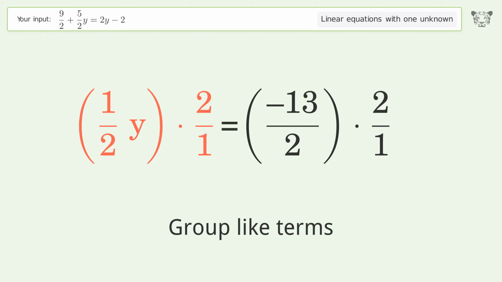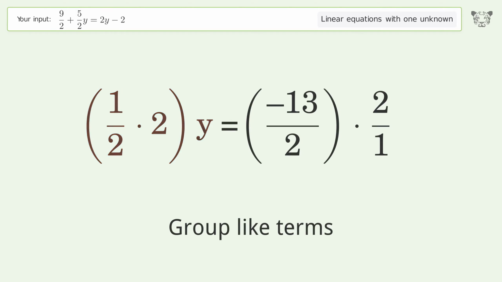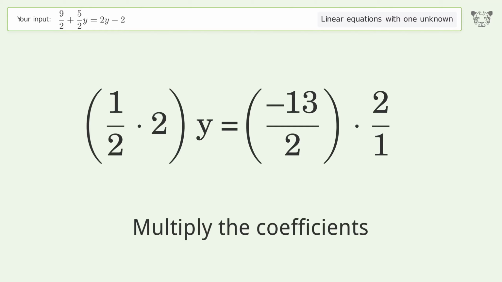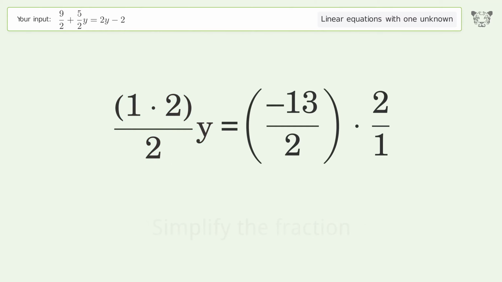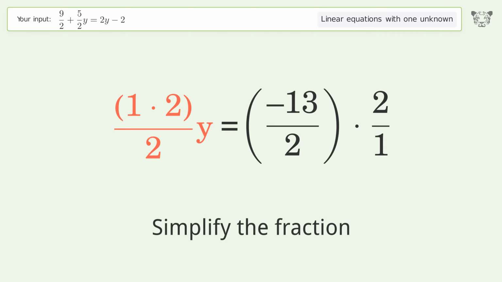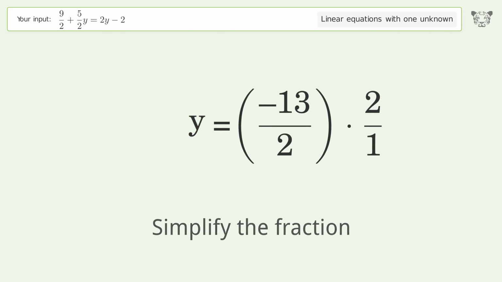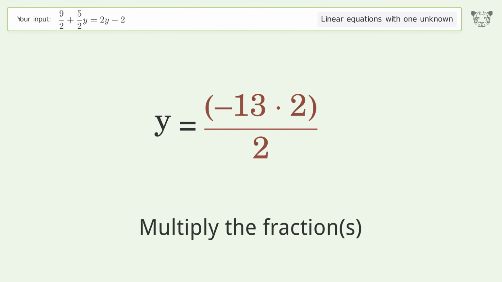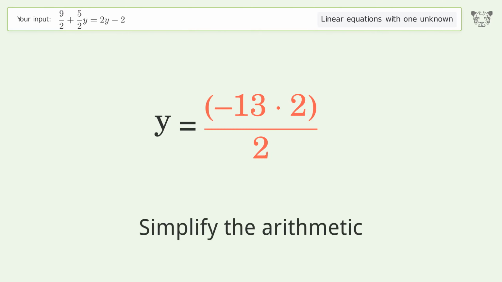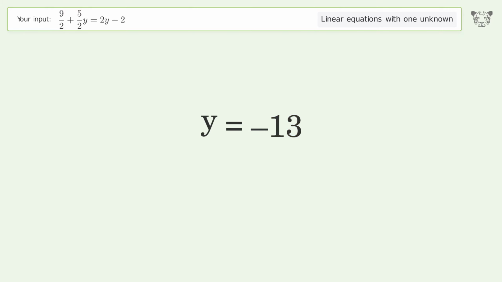Group like terms. Multiply the coefficients. Simplify the fraction. Multiply the fractions. Simplify the arithmetic. And so the final result is y equals -13.